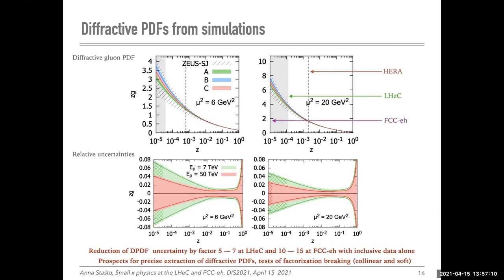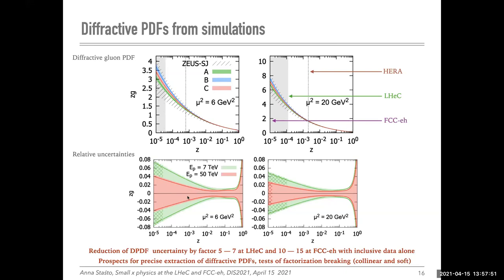From there, you can extract the diffractive PDFs. So here is an example of the gluon PDF for two different scales. The range of HERA is this dotted line. This is LHeC and FCC. This band is from HERA, and then there are different fits. So this colorful band is what you get after including the LHeC data in the diffractive fit. So you have a reduction of uncertainties, which is also illustrated here in this relative uncertainties plot.